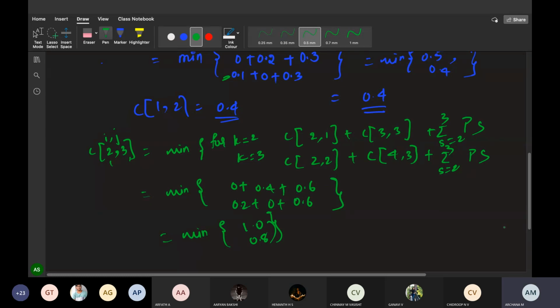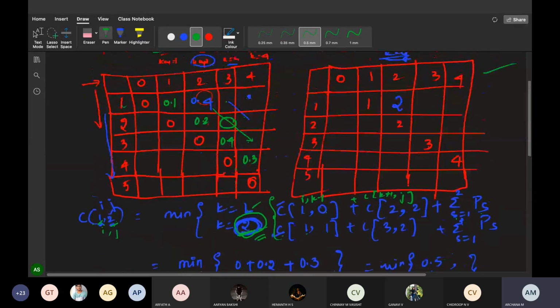Okay, now find out the minimum from this. What is the minimum? Tell me. The minimum is 0.8. So 0.8 is got from which k value? K3. Understood? So now fill that here. This is 0.8, from here which you got 3. Understood? Like this, you have to find out for all.